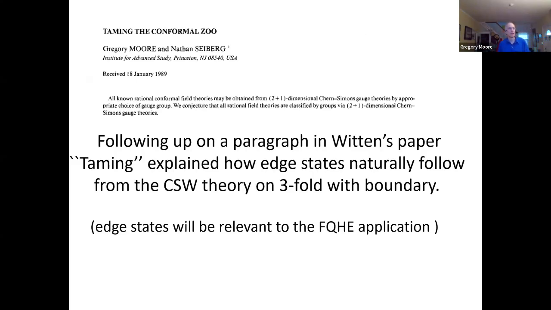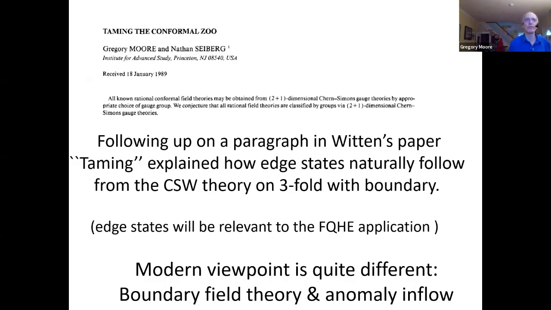And yeah, so I should say that the modern point of view actually is quite different. The modern point of view is, no, you don't derive the edge states from the Chern-Simons theory. You couple the Chern-Simons theory to a boundary conformal field theory such that the anomaly inflow makes the total system anomaly free. So there are all sorts of boundary field theories. The one that we derived was just the simplest one.